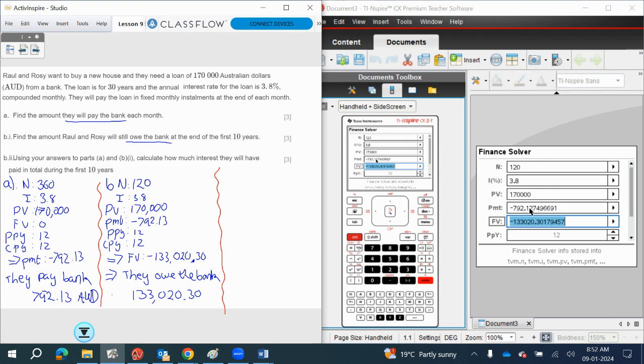How much? Subtract your initial amount by the amount we just found. Use the letters: 170,000 minus the present value minus the future value. That will show you how much of the loan has been repaid. So let's start off with that.